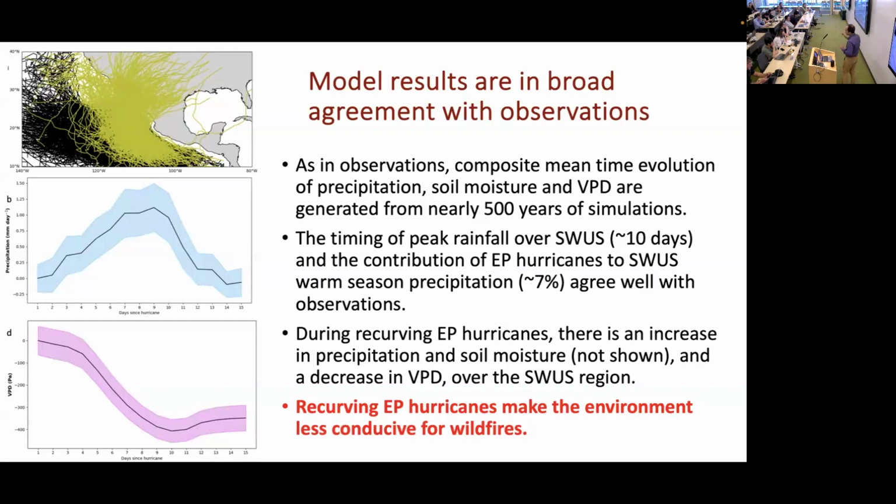Even here, you'll see that it takes roughly 10 days for the peak to occur in terms of precipitation and the vapor pressure deficit, which is consistent with observations. And also, if you compute the total contribution of recurring Eastern Pacific hurricanes to the precipitation budget of the Southwest US, you'll see that it again agrees really well with observations. So roughly 7% of the entire warm season precipitation can be attributed to these storms.